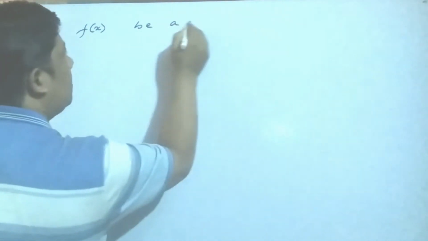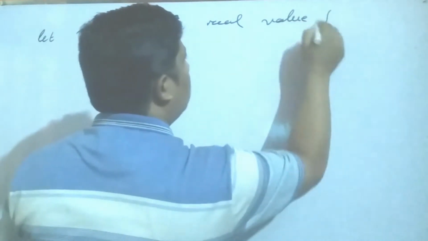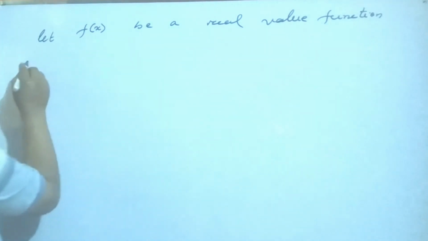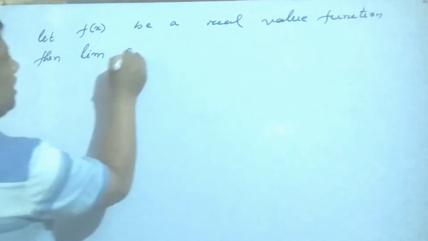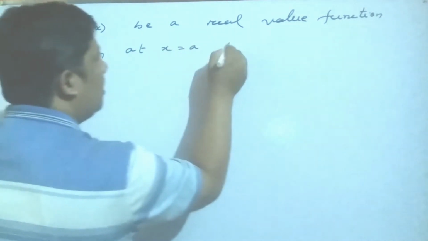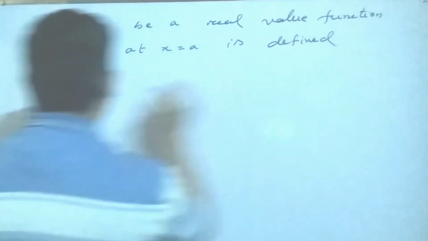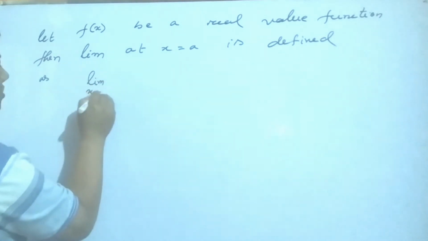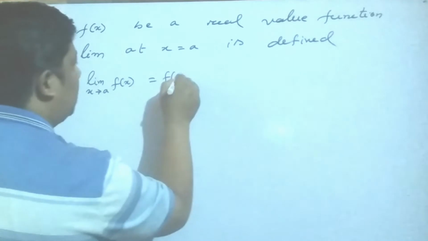Let f of x be a real valued function, then the limit at x equal to a is defined as limit x tends to a f of x equal to f of a.